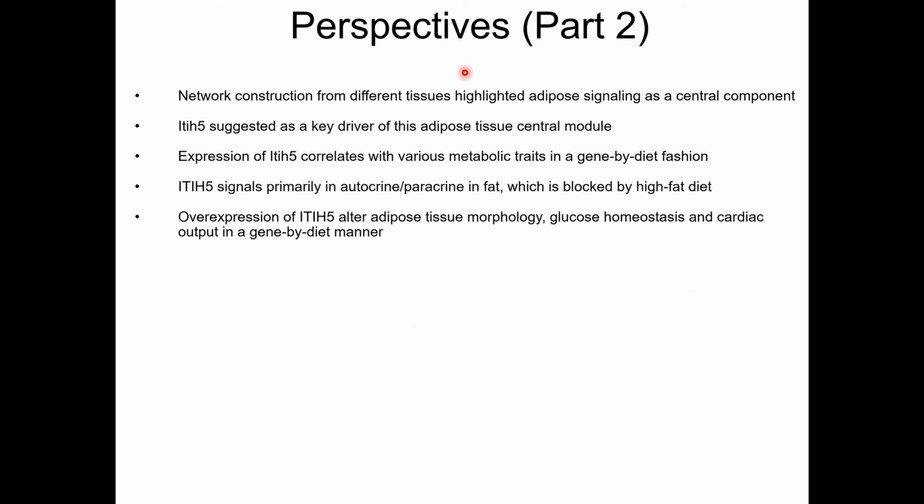But what I really wanted to highlight is that using this network construction approach, this is another way that we're viewing endocrinology. And I think this is an exciting way. It's a little bit more difficult to disentangle direct communication, but it is a really nice way to view in parallel with these correlations. And so this network construction gives us another view, right? This ITH5 protein, we think, is a key driver of fat homeostasis. And this has a lot of effects, which are gene by diet types of interactions.